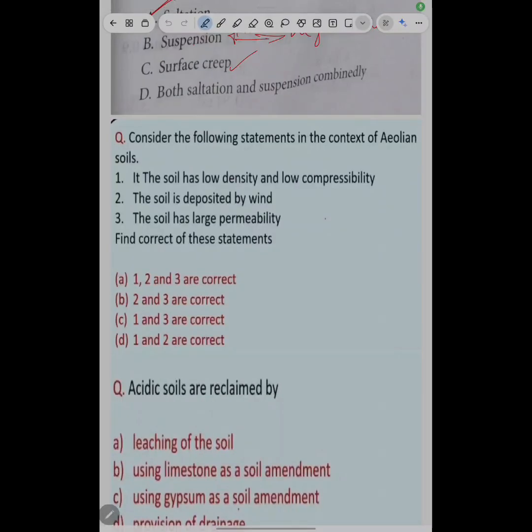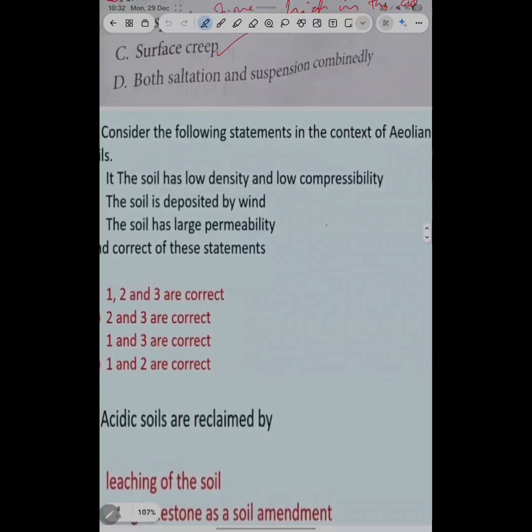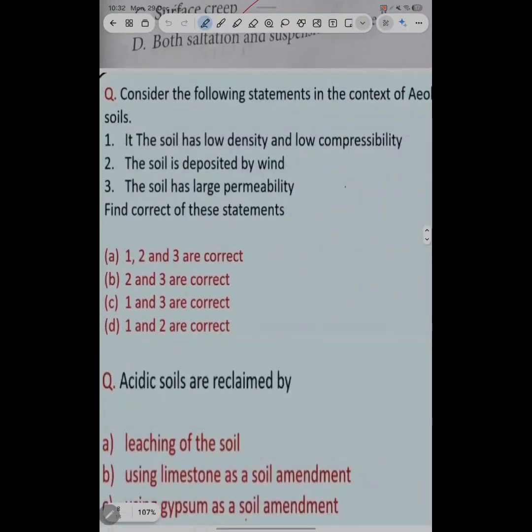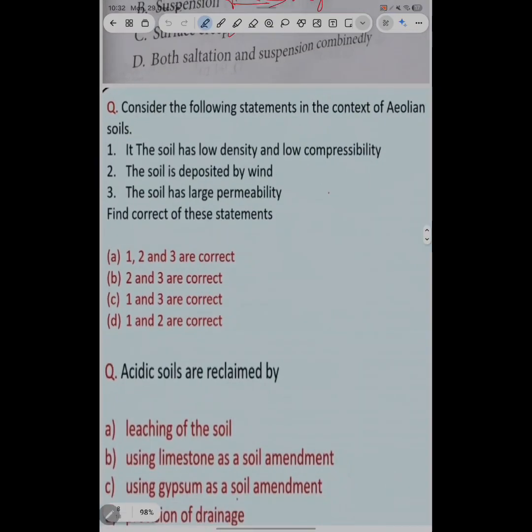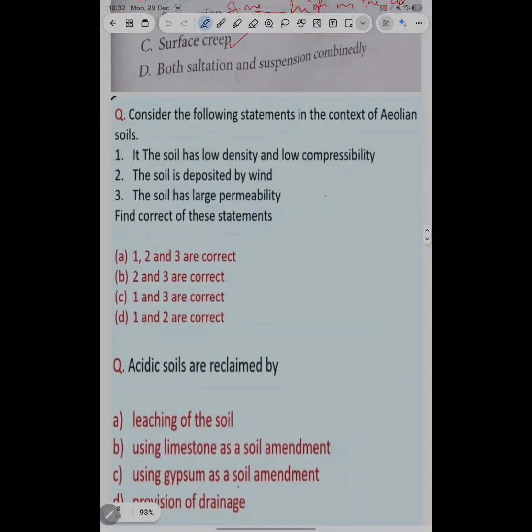Question: consider the following statements in the context of aeolian soils. First, the soil has low density and low compressibility. Second, the soil is deposited by wind. Third, the soil has large permeability. Find the correct statements. We know aeolian soils are soils deposited by wind, so the second statement is correct.